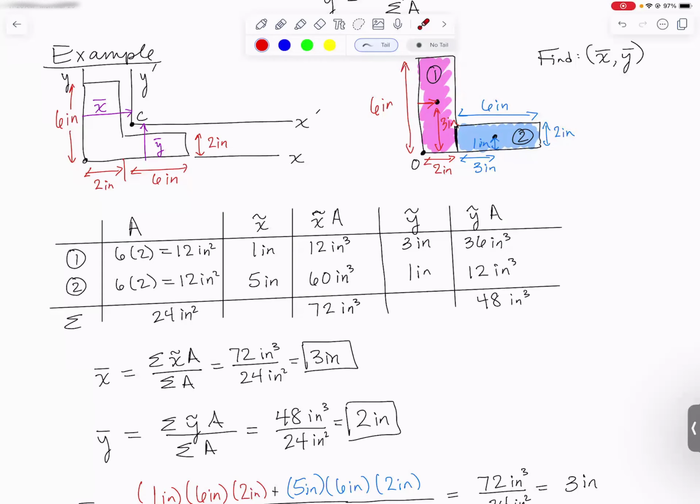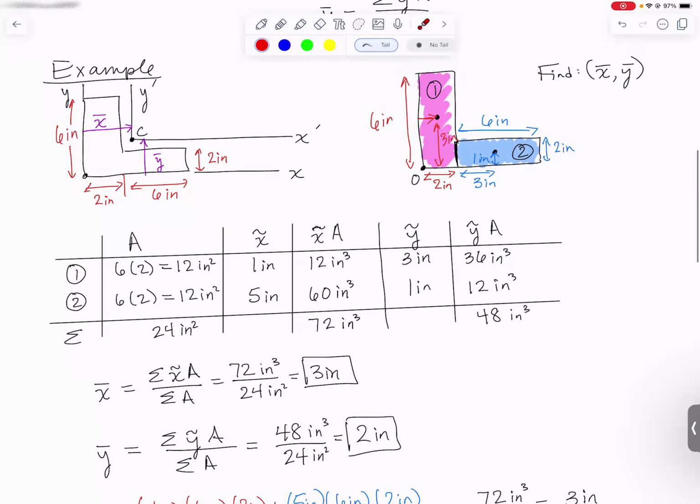This is not the only way to solve this problem. If you wanted to, there are 2 other ways that would make a whole lot of sense to solve the problem. One would be to divide it into a horizontal rectangle that is 2 by 8 and a vertical rectangle that's 2 by 4. You should get the exact same answer. Another way that's not too bad to solve this problem would be to do a big rectangle that is 6 by 8 and then subtract from it a smaller rectangle that I think would be 4 by 6.